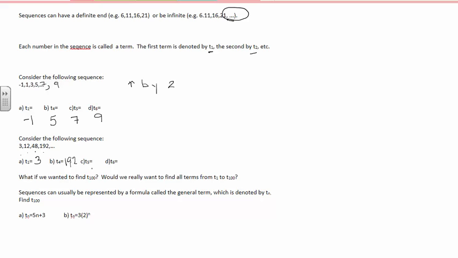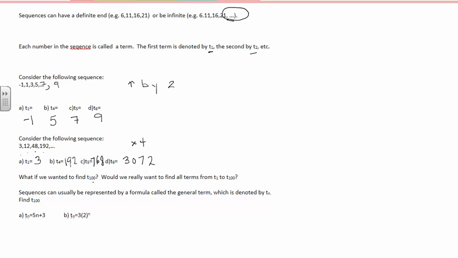Maybe pause, think about it for a minute. What we have here is that every term is being multiplied by 4 in order to get the next term. 3 times 4 is 12. 12 times 4 is 48. 4 times 12 is 192. So term 5 is 192 times 4, which gives us 768. 768 times 4 gives us 3,072. So the pattern continues forever and ever.